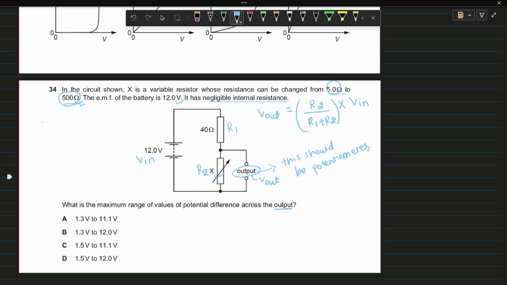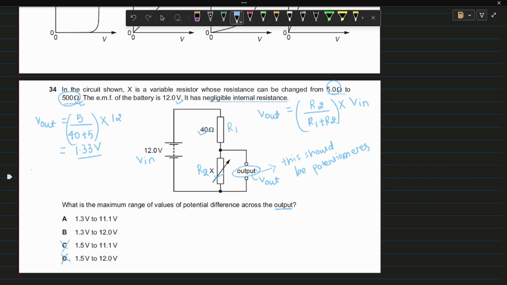Let's do it. The formula will look like V out first is R2, we are going to use 5 ohm first. So 5 ohm divided by 5 plus 40, R1 is 40, times V in, which is 12. Let's put it in our calculator. 5 divided by 40 plus 5, times 12, and we get 1.33. So the minimum value is 1.33 volt. We can safely eliminate options C and D from our answer.